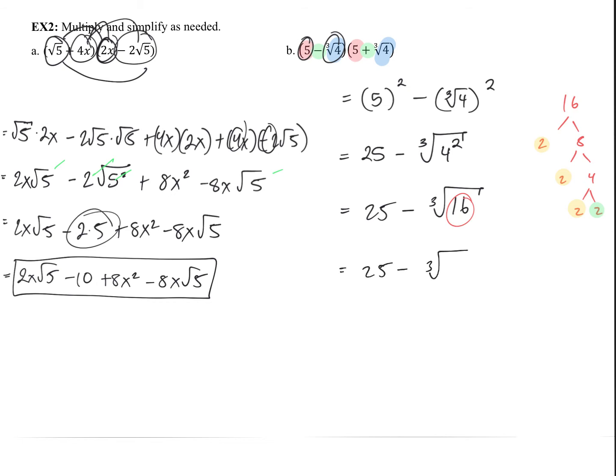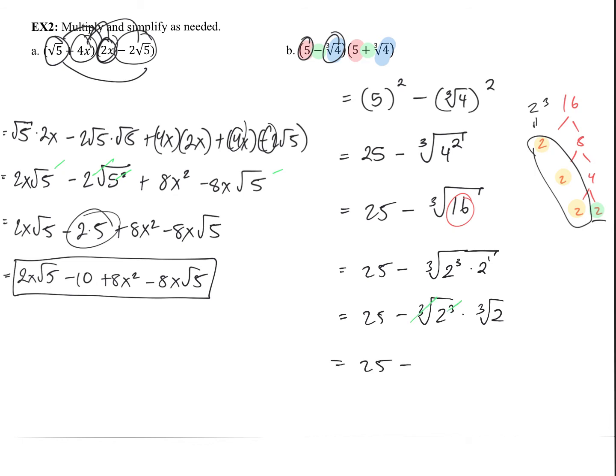So that'll be 2 to the third power times 2 to the first power. So that's the first power, and these guys were written as 2 to the third. Alright, so I can rewrite this as minus the cube root of 2 cubed times the cube root of 2. And the cube root cancels with the cube. And I'm left with 25 minus 2 cube root of 2. Now careful, make sure to write your indices nice and small because you don't want them to get so big that they look like a normal number in the front. Alright, and that's it.